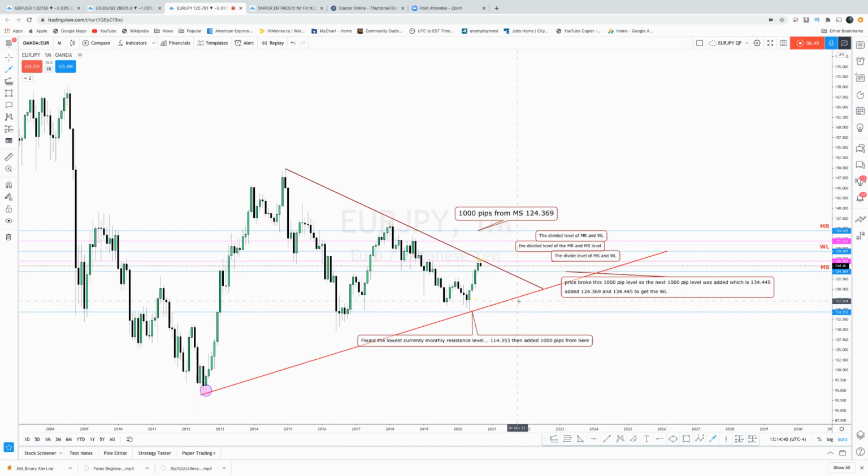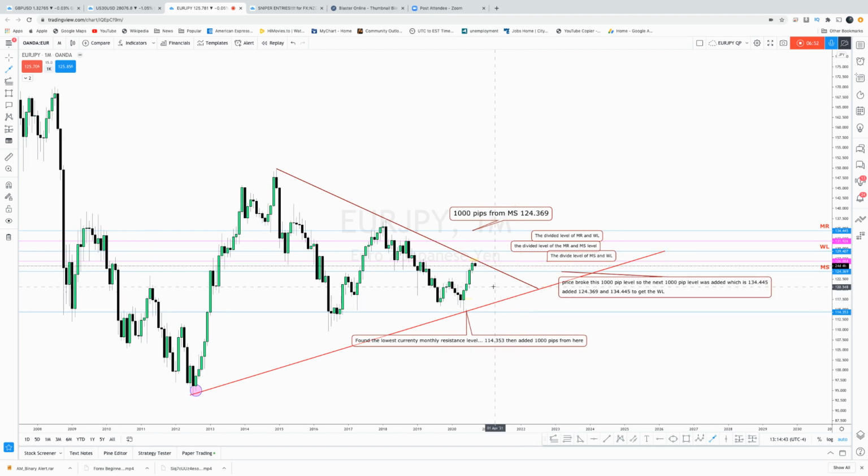The reason why I haven't charted it out here on the chart is because price has broken above this 124.369, and in the quarters theory, when price breaks above, it's usually going to the next quarter point at a minimum before it does anything. So since it has broken this 1,000 mark of 124.369, I'm looking for the next 1,000 pips from here, and that would be 134.445. So from 124.369, 1,000 pips is 134.445.